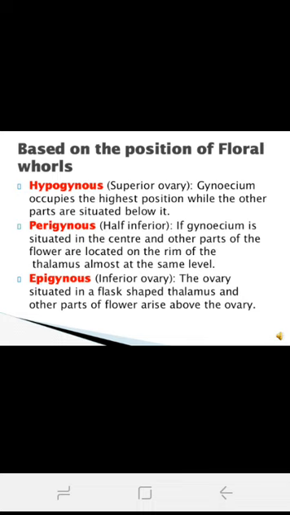And there is one category in which you cannot differentiate the gynoecium into superior or inferior, it is somewhat in the middle portion, or all floral whorls are at the rim of the thalamus. That is known as perigynous. Example for hypogynous is shoe flower, perigynous is clitoria, and epigynous is ixora.